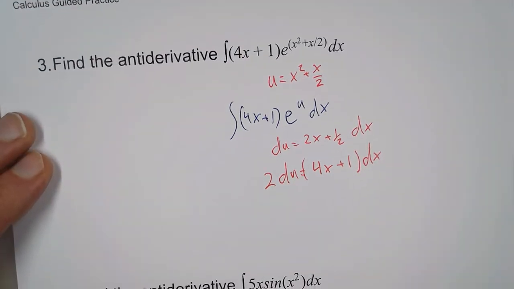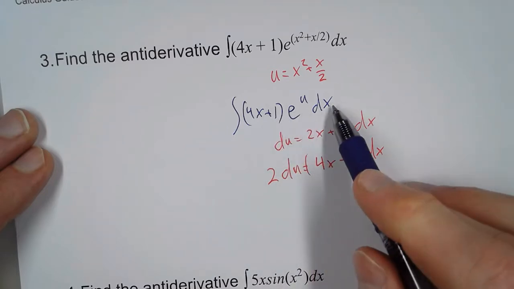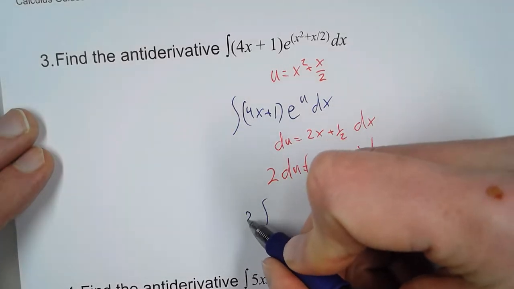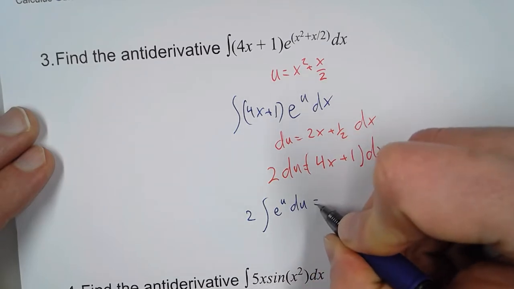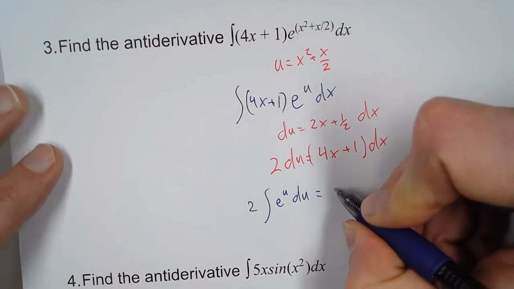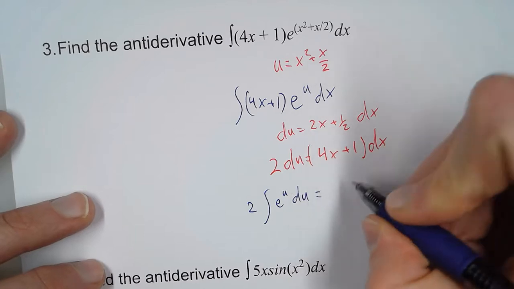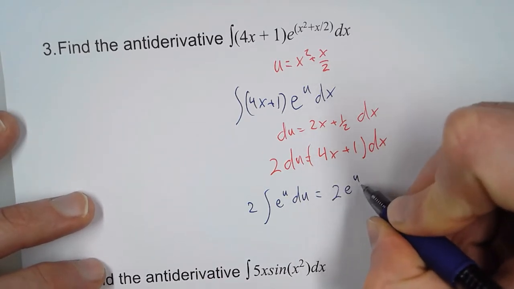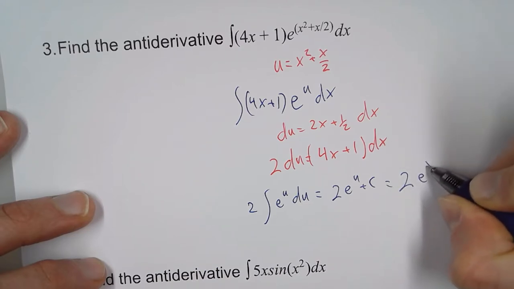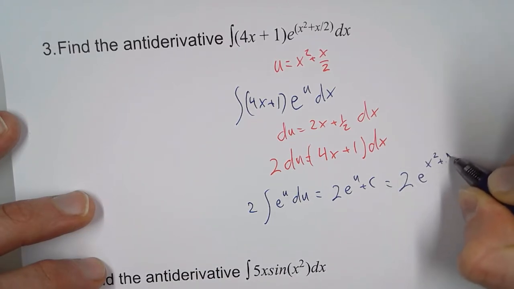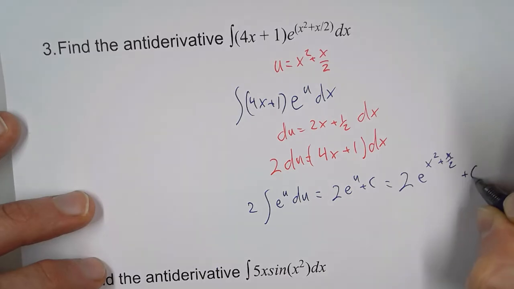And now we can make the replacement. 4x plus 1 and dx are taken out, and in its place we put the 2 out front and du. So now our antiderivative, e to the u, is just e to the u plus c. So that's 2e to the x squared plus x over 2 plus c.